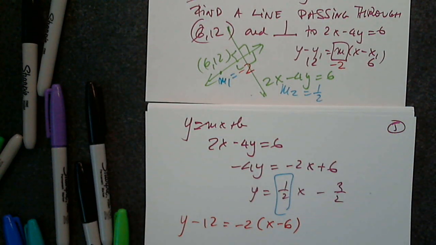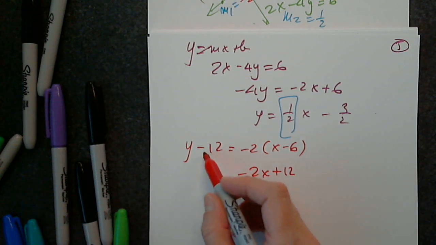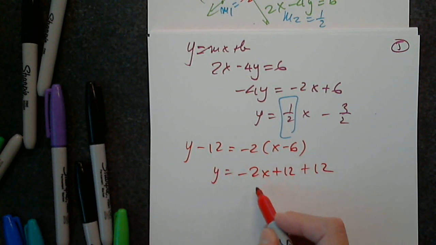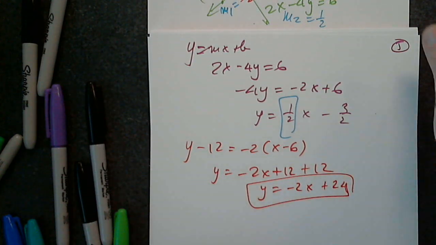Or you just remember it as we probably know it from a long time ago. I'm not trying to change anything. If it works, it works. The negative multiplicative inverse of the other. Whichever you prefer, it's fine. So now we have to solve for y. So this is -2x plus 12, and then I have to bring 12. So then y equals -2x plus 24.